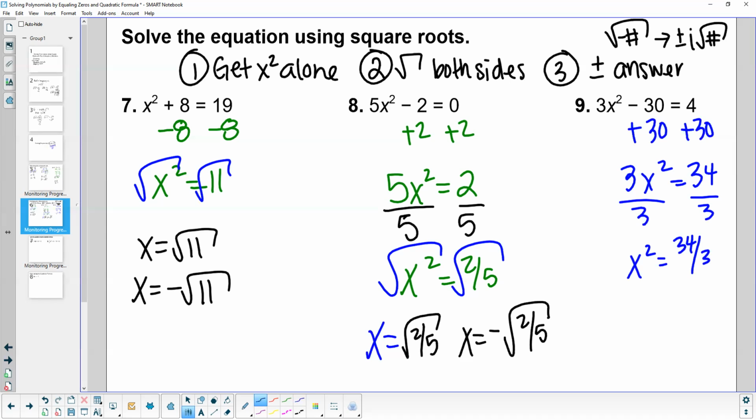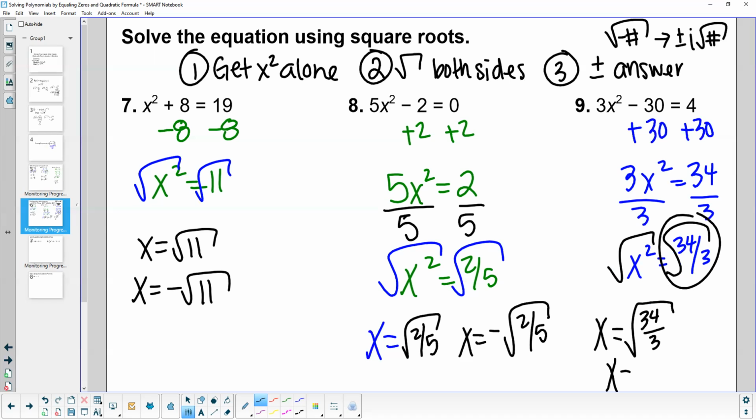But does it actually matter? Not really. Because all I need to do is square root both sides. If this doesn't square root nicely, oh well. I'm just going to write x equals the square root of 34/3. And x equals the negative square root of 34/3. And look at that. We can find it there.